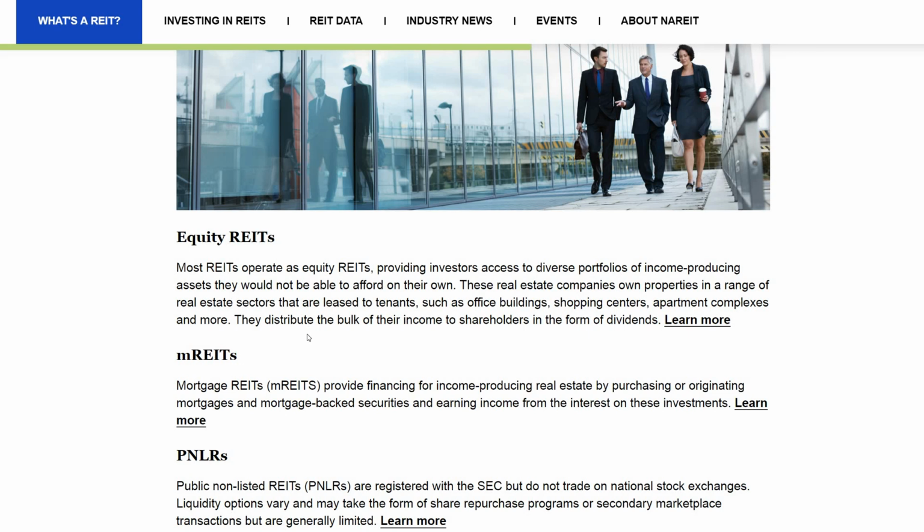But I invest probably about 99% in equity REITs and about 1% or so in mortgage REITs. And your typical equity REIT will have a dividend from 5 to maybe 6%, maybe 7%. And your mortgage REITs, typically they're going to be 7 plus, typically in your 10, 11, 12% range.